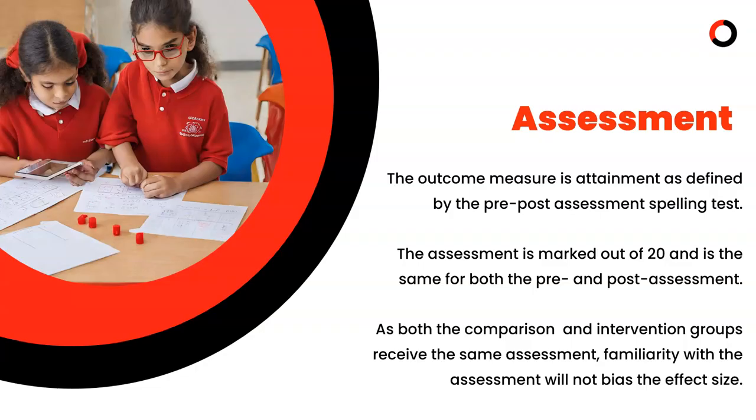Finally, moving on to the assessment, the outcome measure is attainment as defined by the pre and post spelling test. The assessment is marked out of 20 and is the same for both the pre and the post. As both the comparison and intervention groups receive the same assessment, familiarity should not bias the effect.